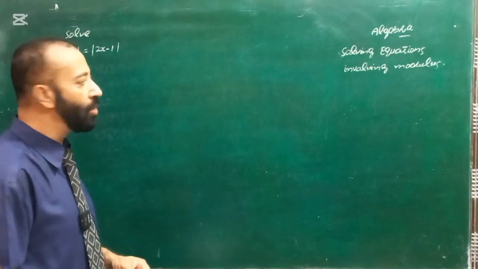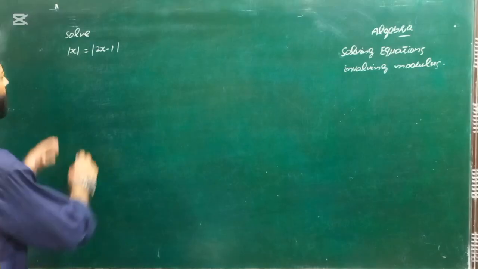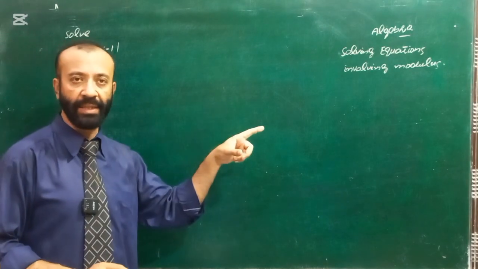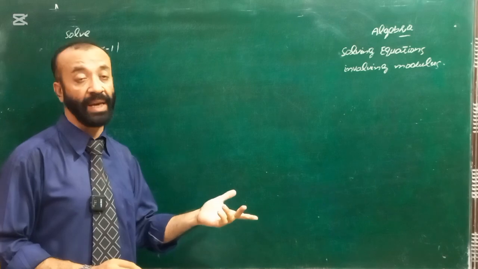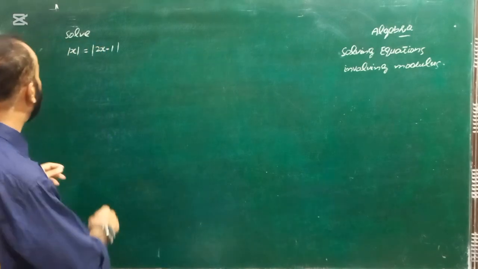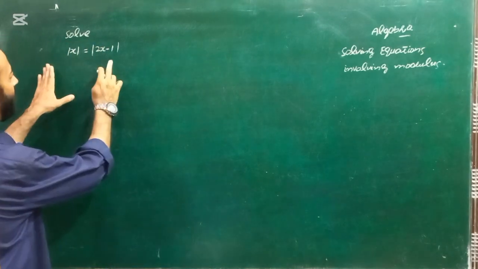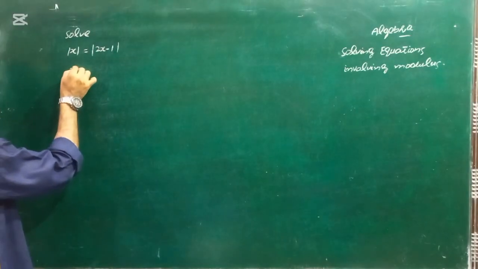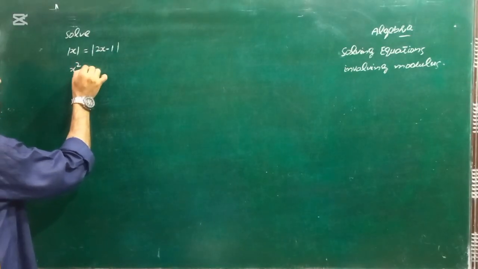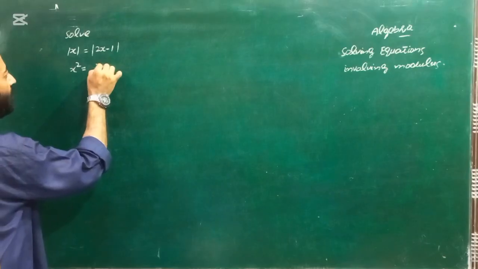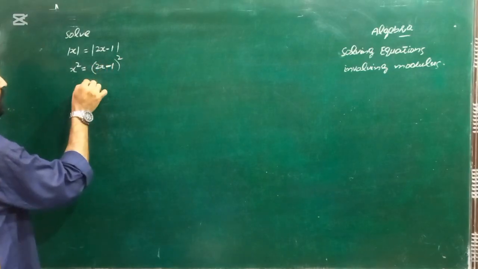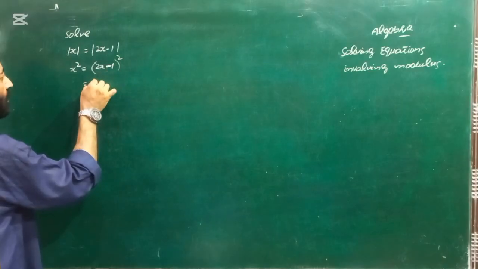Here is another question that is somewhat different. You will solve the question again by 2 methods because either method can come in the paper. So look now, the first method: you will take the square of both sides to remove the modulus. Taking the square of both sides, the left side will be x square and the right side will become (2x - 1) whole square. And on the right hand side, the (a - b) whole square formula will be applied.